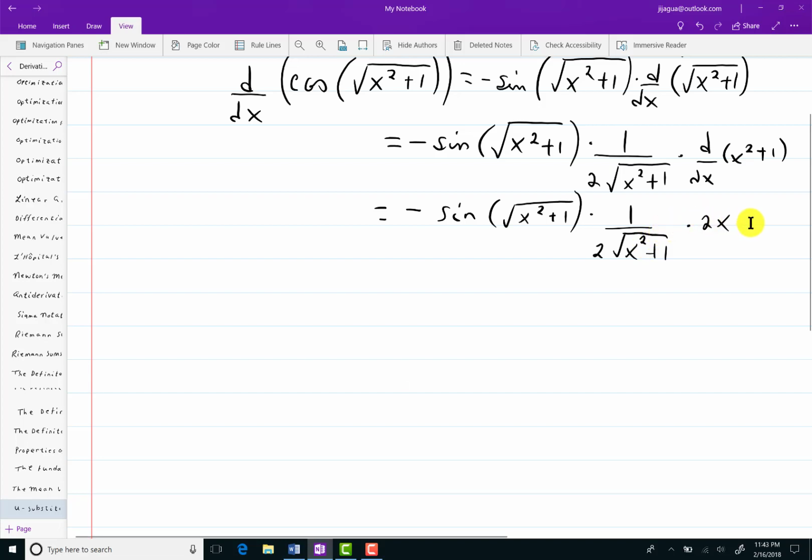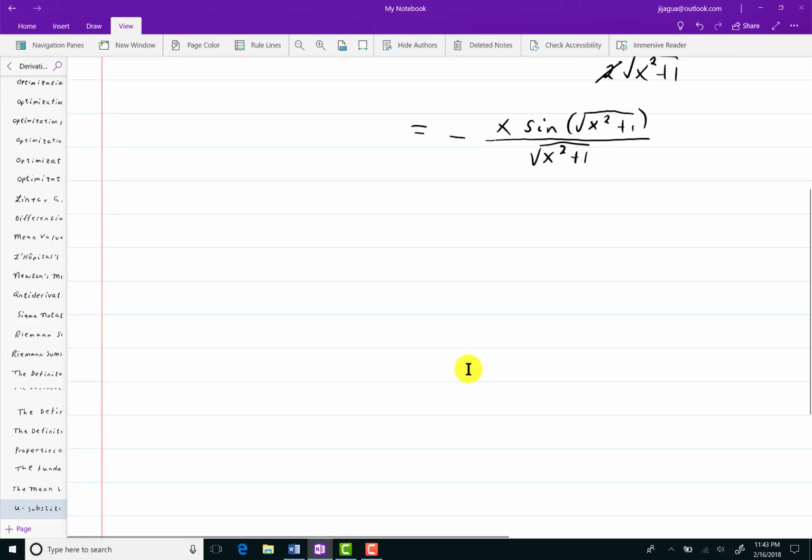So, anyways, I am going to simplify because I want to make a point. You would see that you would cross out the 2's. I could put the x and the sine of x in the numerator, and I can wind up with something like this. Negative, let me put the x first, x sine of the square root of x squared plus 1 all over the square root of x squared plus 1. Now, wonderful, all done and everything like that.